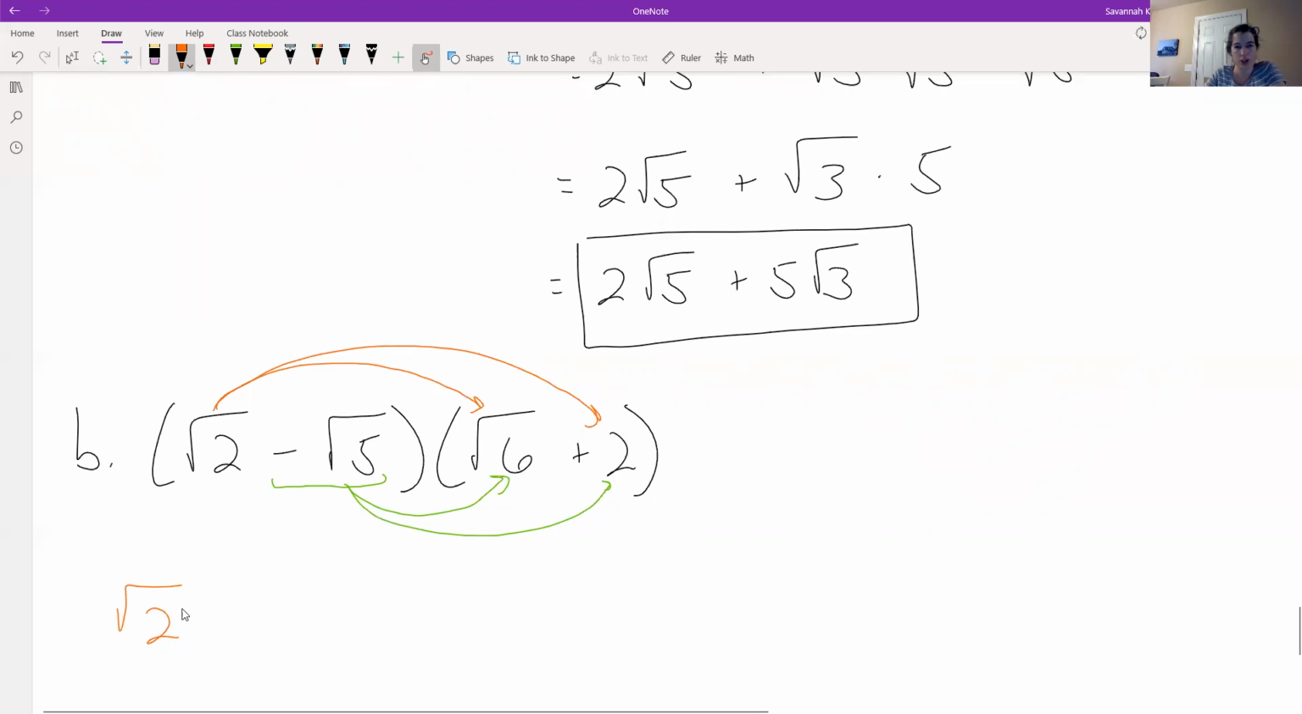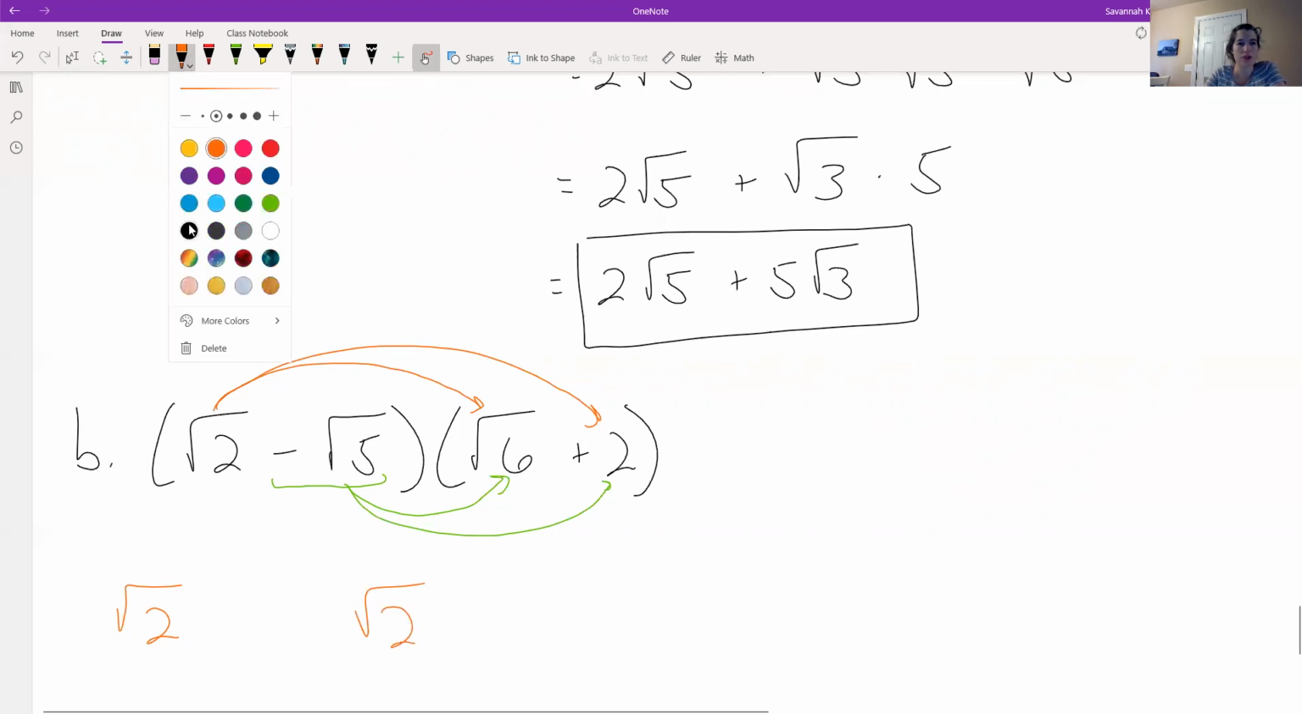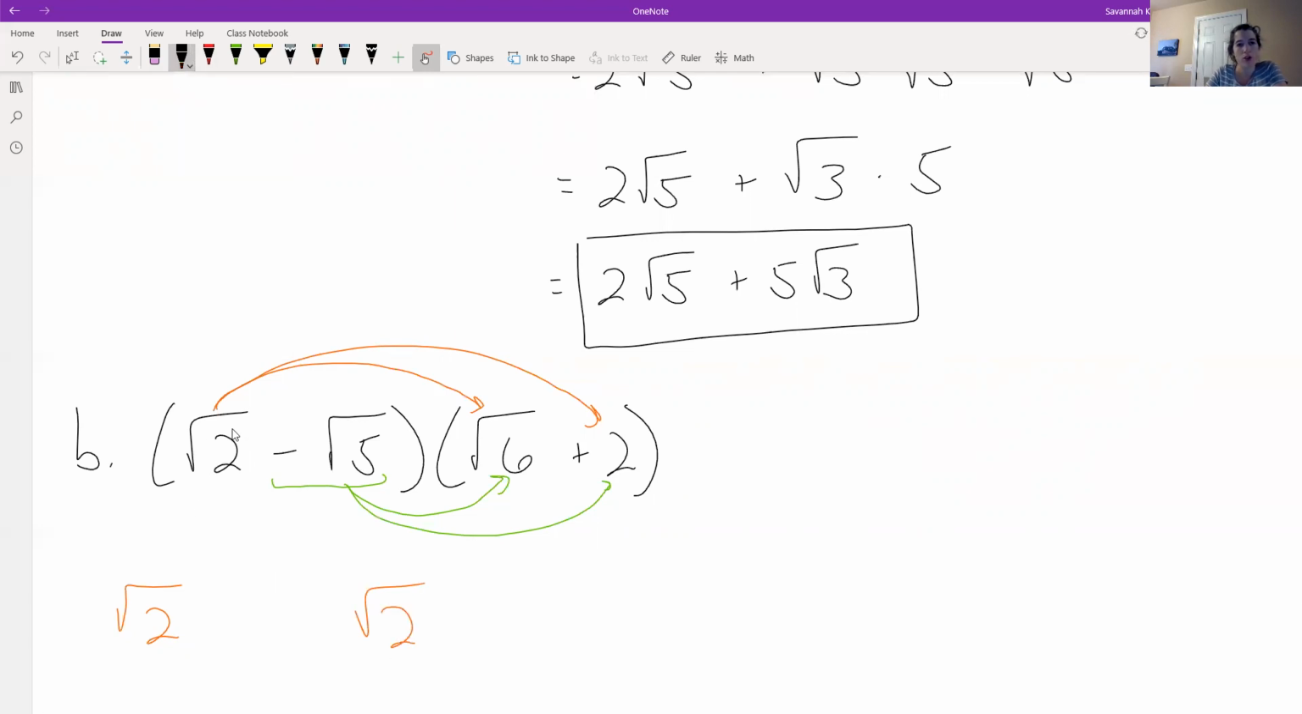I'm trying to think if there's an easier way to do this. Let's see if this works. I apologize if this throws anybody off. Square root of 2 times the square root of 6 plus the square root of 2 times 2. Now, the square root of 2 times 2, again, I prefer to call that 2 times the square root of 2 for safety's sake. Okay.